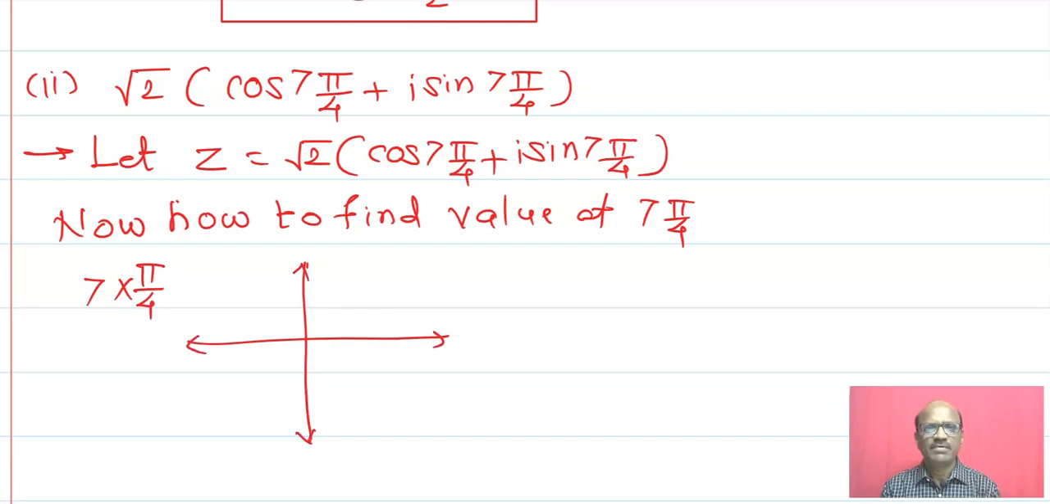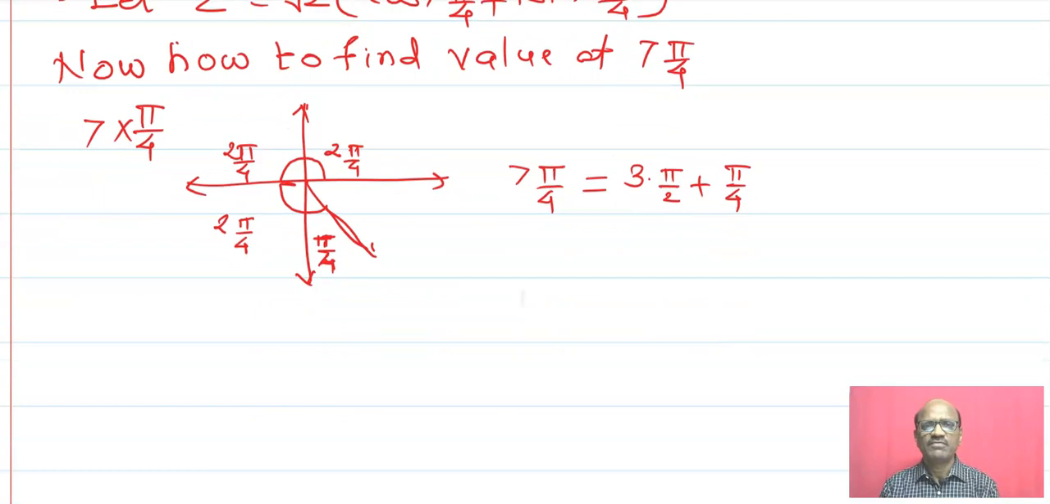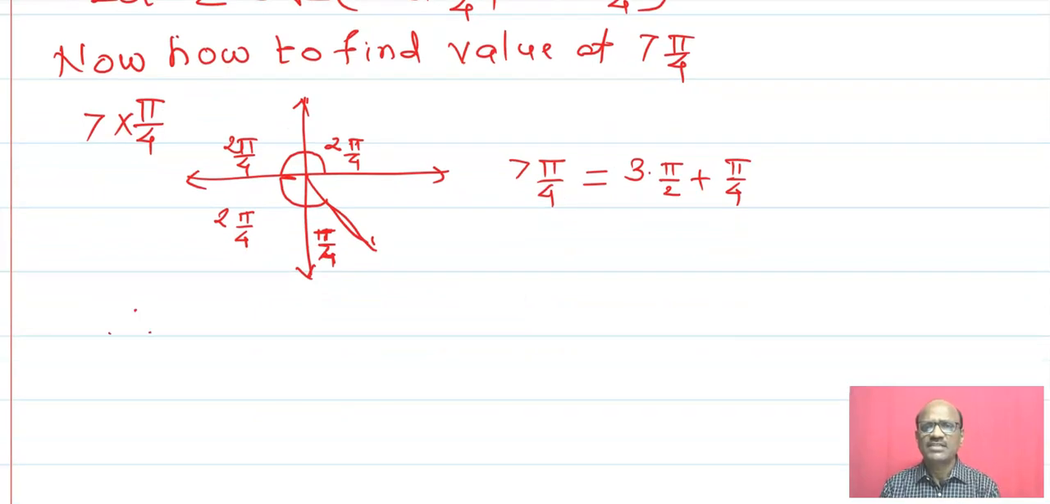Pi by 4 means what? It is 45 degrees. How many 45s do we require? 7 pi by 4. Therefore, you have seen my terminal goes in the fourth quadrant. In the first quadrant, there is 2 pi by 4, in the second also 2 pi by 4, 2 pi by 4, and last is pi by 4. If you add this, the terminal goes in the fourth quadrant.